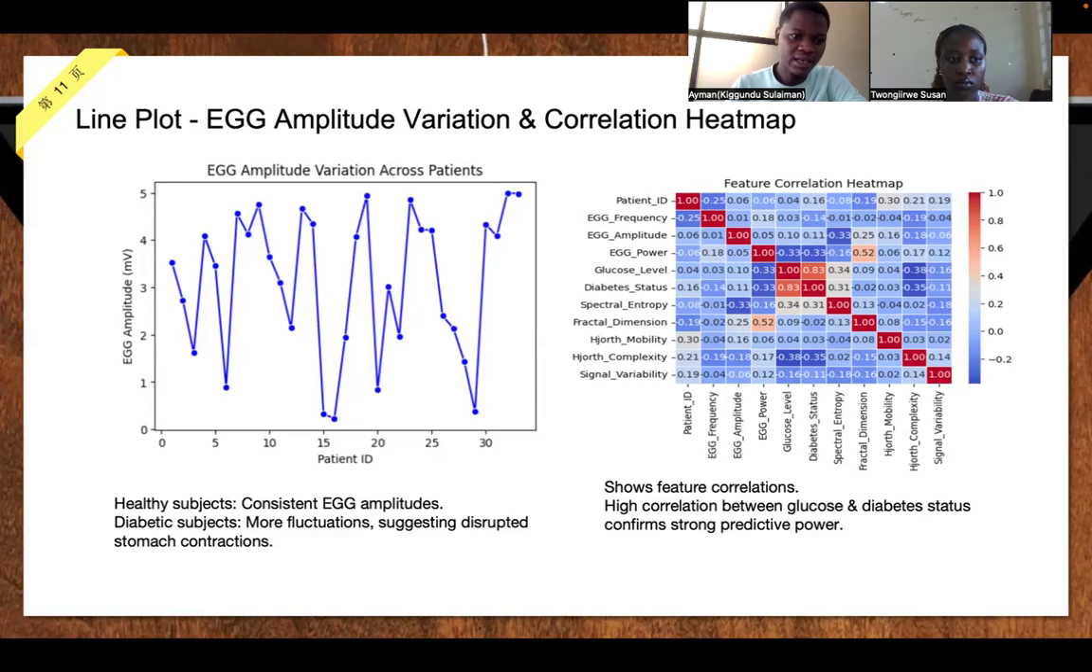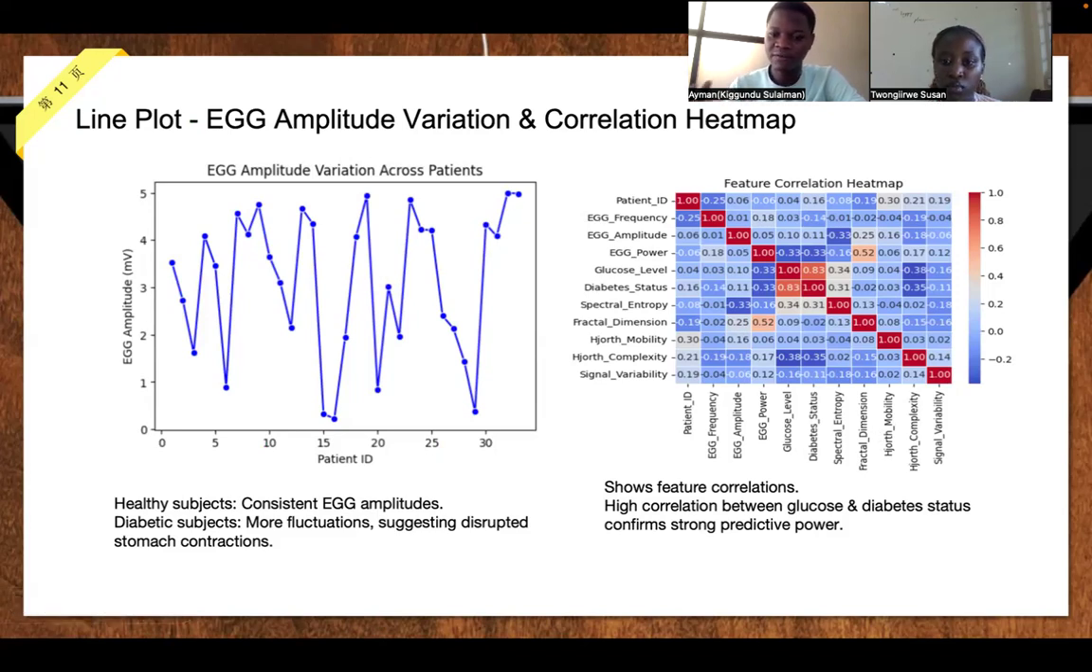This will look at EGG amplitude against the patient for each patient. So healthy subjects have consistent EGG amplitude. Diabetic patients have more fluctuating amplitude, suggesting disrupted stomach contractions. The next diagram is the heat map. This shows the feature correlation.